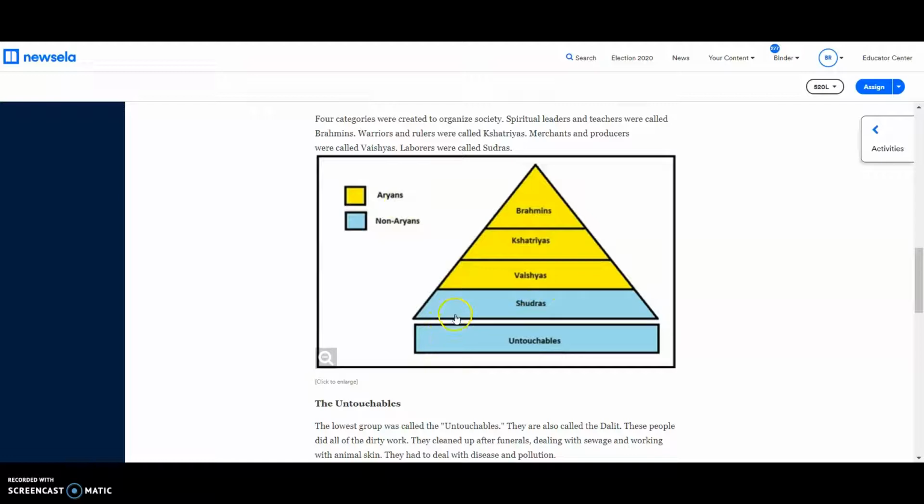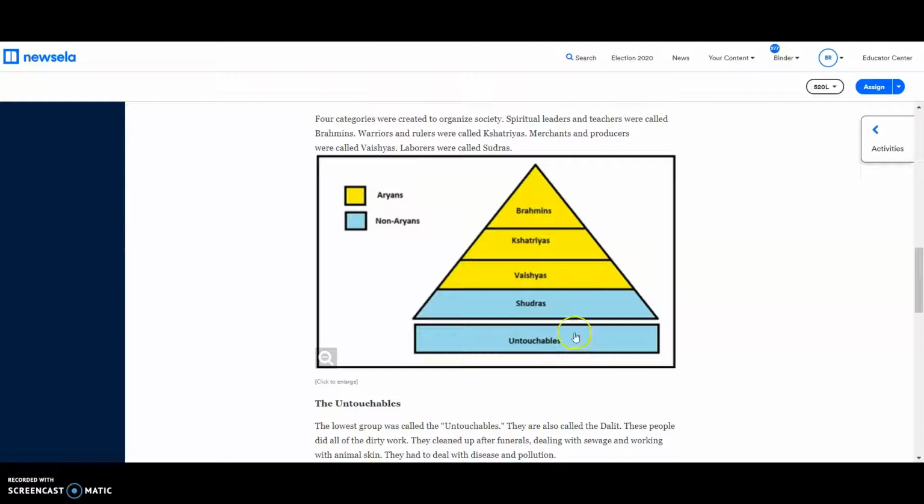You'll notice that the untouchables do not touch the Sudras, do not touch anybody else. They are totally separated. They are also non-Aryans, but they are totally separated. They are not allowed to mix with anybody else. They're not allowed to interact. They're not allowed to come in contact. When people see an untouchable, they walk on the other side of the street. Actually, the untouchable walks on the other side of the street. When an untouchable comes into the room, they have to make a loud noise so people know that they're there, so they know to avoid them.